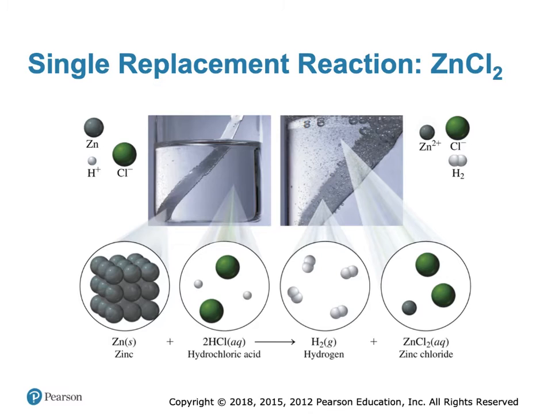So here schematically showing you what happens in this zinc chloride reaction. You have zinc metal that you put into a solution of HCl or hydrochloric acid. The zinc metal will form a zinc ion, a zinc 2+ ion, and hydrogen gas will form.